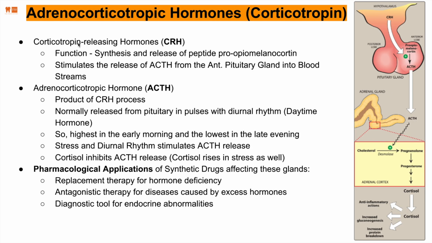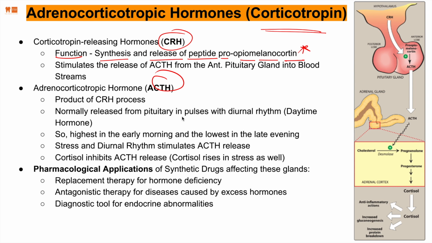Okay, so finally we're into the specifics. Adrenocorticotropic hormone, also known as corticotropin. Corticotropin releasing hormone's function is that it creates synthesis and release of a peptide known as pro-opiomelanocortin. Why is this important? This is what activates the production of ACTH.